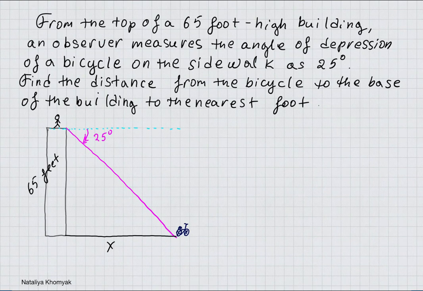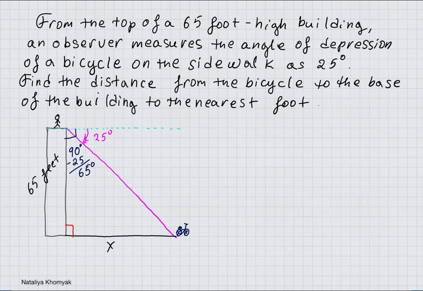Well, we are assuming that this building is perpendicular to the ground, 90 degrees, otherwise it would be leaning and in danger of falling. This horizontal line on top also makes a right angle with the building. And if you know that this angle of depression is 25 degrees, if the whole right angle is 90 degrees, if we take away 25, we get 65 degrees to be our angle here.